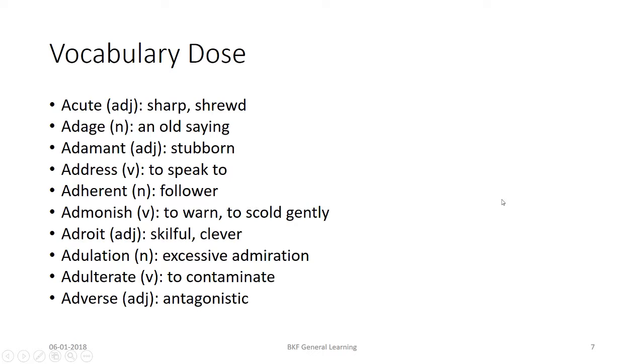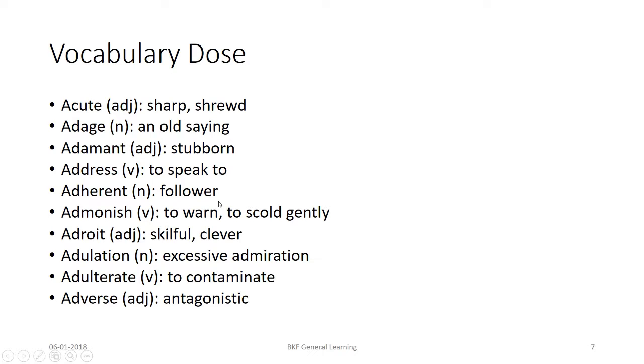These are some more important words. First is acute, which is an adjective. It means sharp or shrewd. Second word is adage, which is a noun. It means an old saying. Adamant is an adjective, which means stubborn. Address is the verb, meaning to speak to or to speak with.